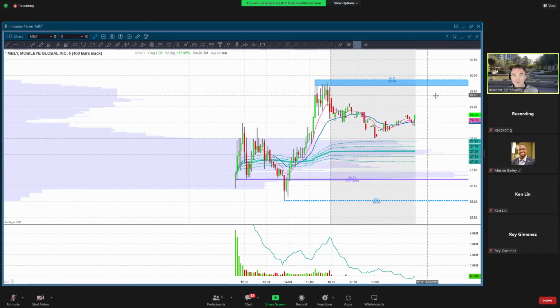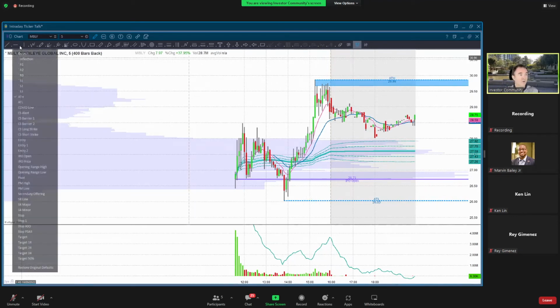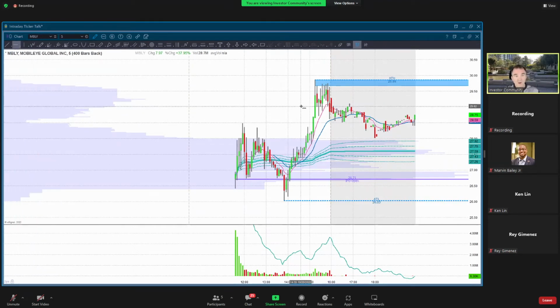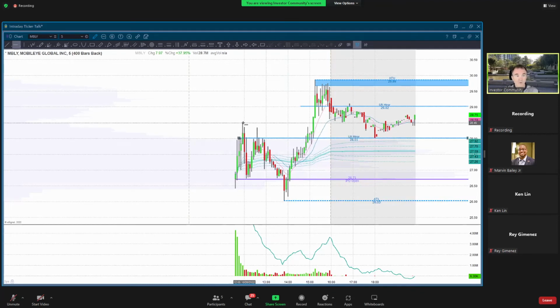Another area on this chart is this 29 area. You can probably see that we've had a fair bit of interaction with price there. So let's get that in. And also, I think that this area here might be important.